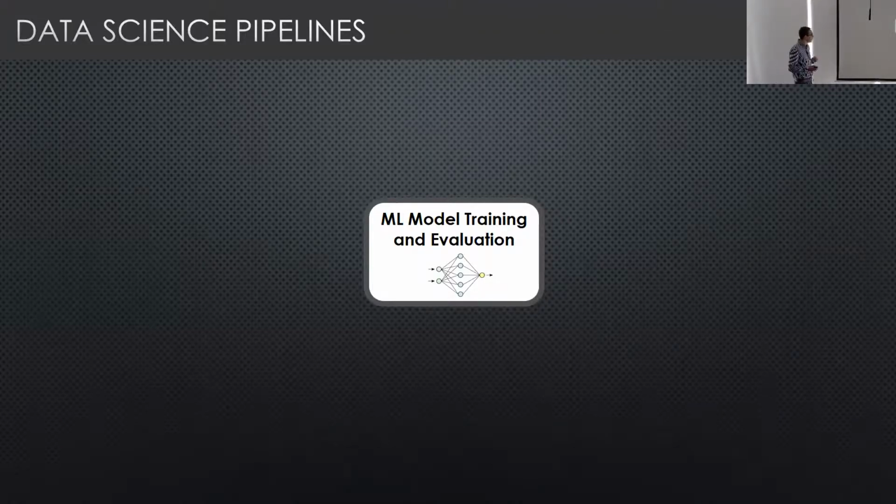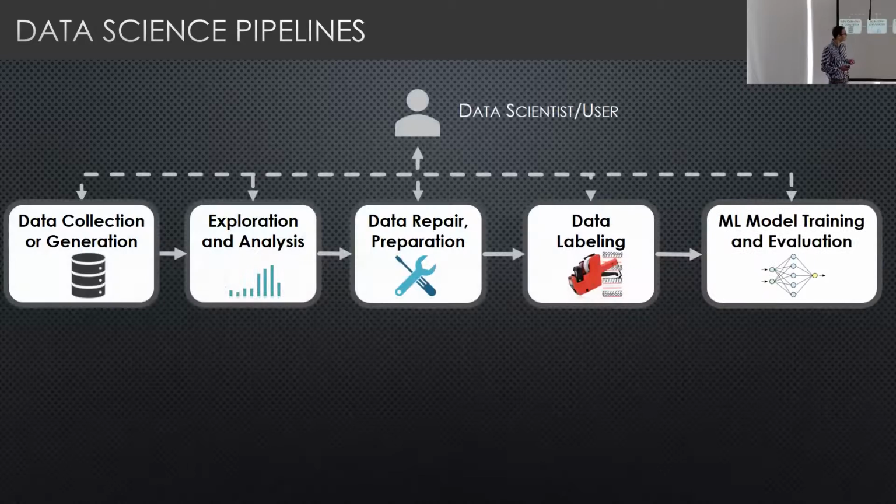But that would be looking at only part of the picture, because in practice, in most cases, the data science process is composed of several automatic systems that manipulate and prepare the data in different ways. For example, as we see on the slide, the initial data can be obtained from an existing data set or synthetically generated by an automatic system. Then the data scientist can explore the data and see if it meets the requirements for the task at hand. After that, and based on the results, the data may need to be repaired, then labeled, and finally inputted to a machine learning model, which is trained and evaluated.